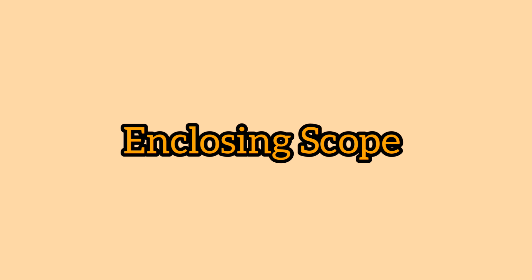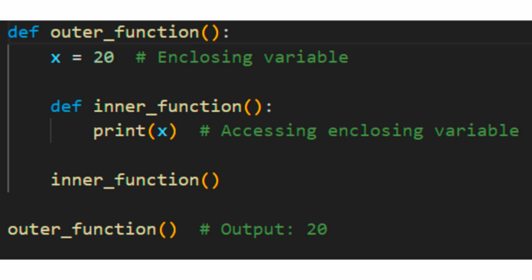Now let's see enclosing scope. Enclosing scope is relevant in the context of nested functions. A variable in an enclosing function is accessible inside the nested function. For example, x is 20, defined inside the outer function, but it is accessible inside the inner function also.